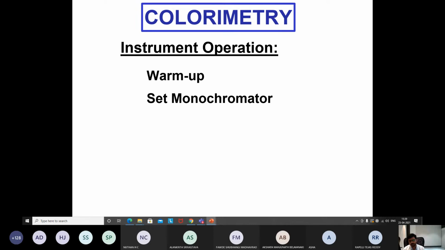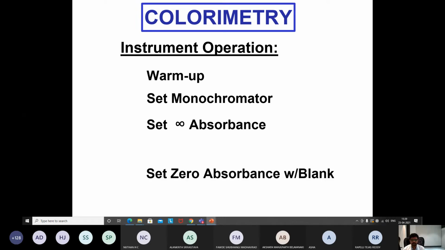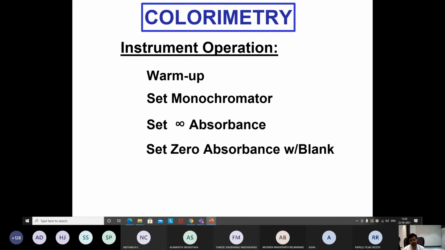For the instrument, initially we should warm it up and set the monochromator, and we have to set the wavelength at which we want to take the reading. Also we should set it to 0 to avoid any interference from external things. We have to use the blank for that, because some reagents will have their own color. That absorbance of light by the reagent color we should avoid. So we call that a reagent blank. Some people will use plain distilled water, that is just a blank. If you are using reagent, that is a reagent blank.